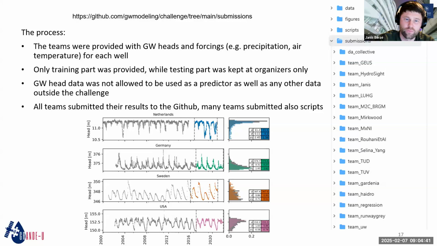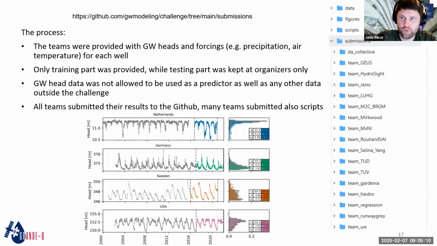We were provided with groundwater heads for the calibration part, and forcing data for both calibration and validation parts. We were not allowed to use groundwater head or groundwater level as a predictor, and we could not look for any new variable to use. We were allowed only to use the data that was provided.